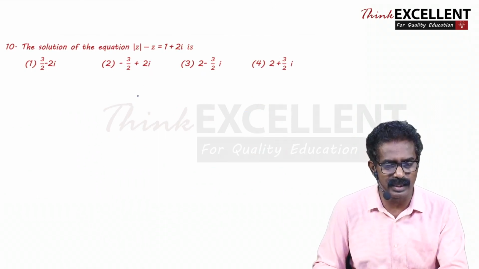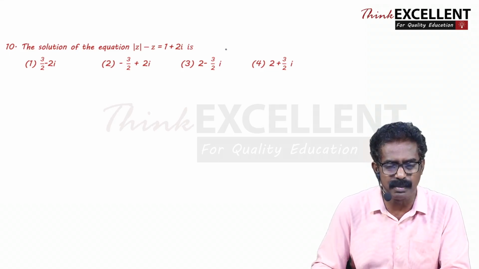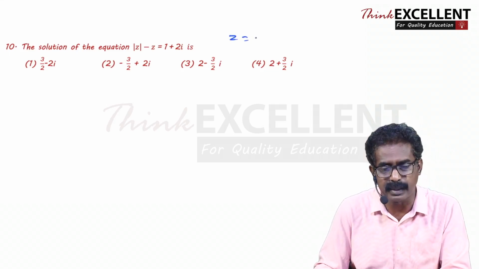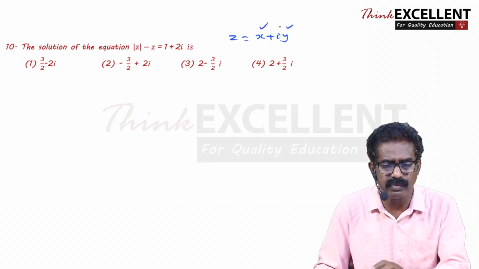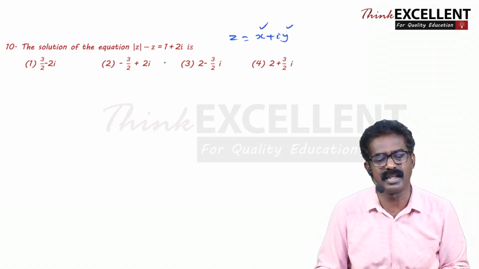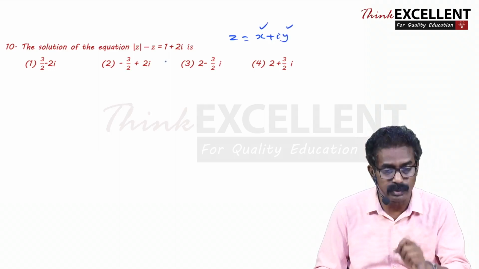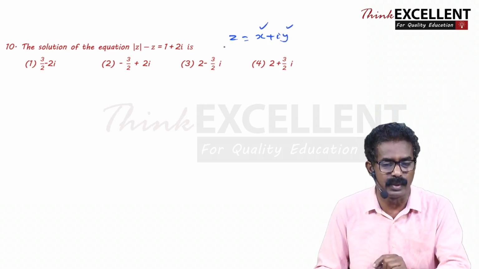Here, what is unknown? Z. Z is a complex number. So Z is equal to A plus iB, or X plus iY. So X value, Y value you find out, substitute, you will get the answer, right? So now let us see how to find Z. For that you need X and Y.